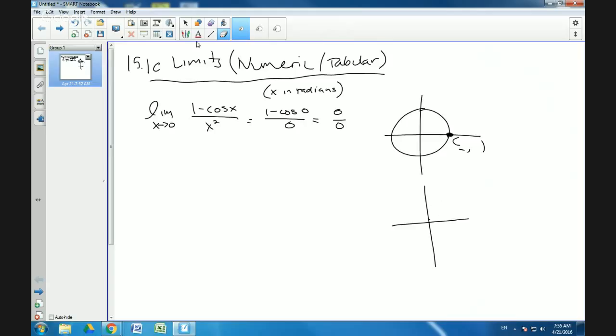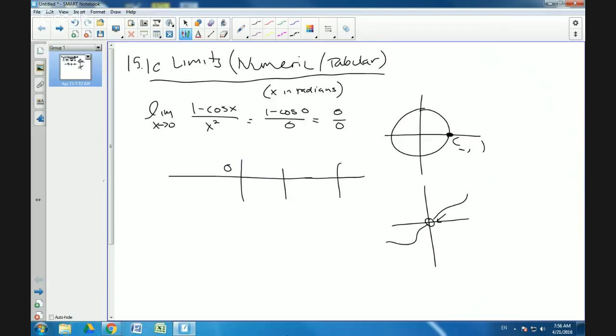Somewhere in this range, I don't know where the graph goes, there's going to be a hole at 0 because it's indeterminate. It could be an asymptote, but for the sake of argument, if I'm approaching 0 from the right, I need to create a table. It's going to start to look familiar.